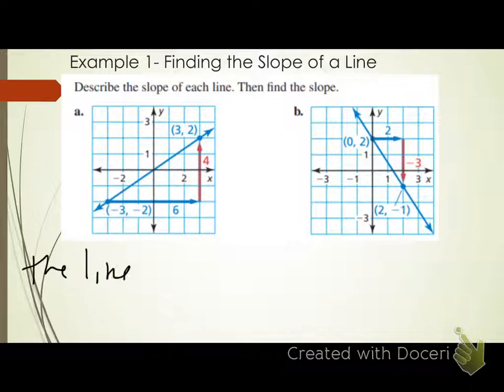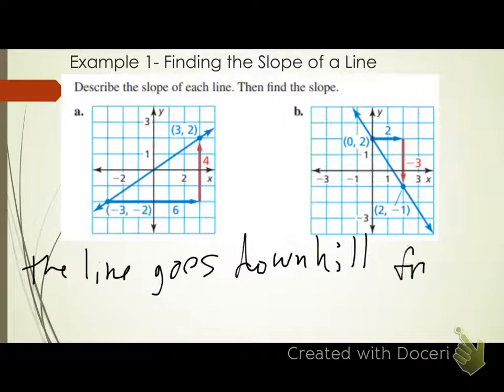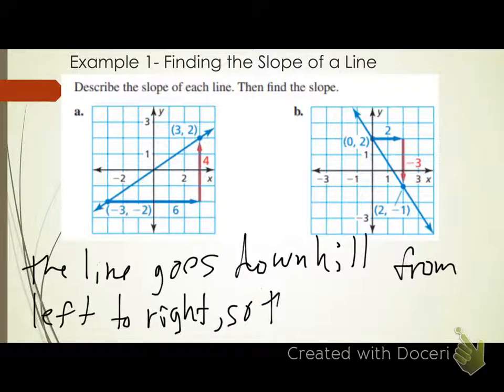So I'd say the line goes downhill from left to right. So the slope is what? So the slope is negative. Any questions on how to describe it? No. We all good with slope dude? Can I erase and find the slope now? Yes.